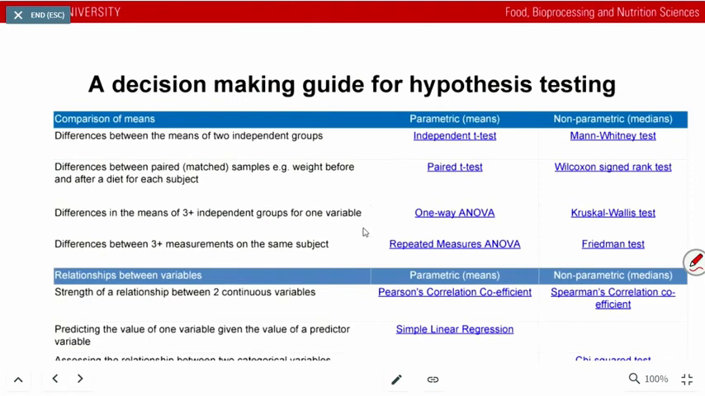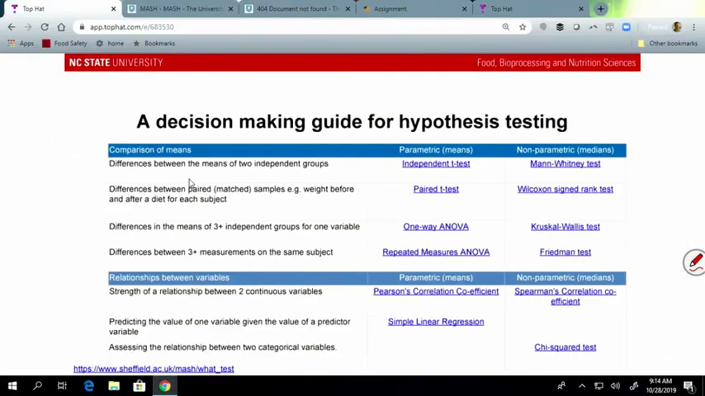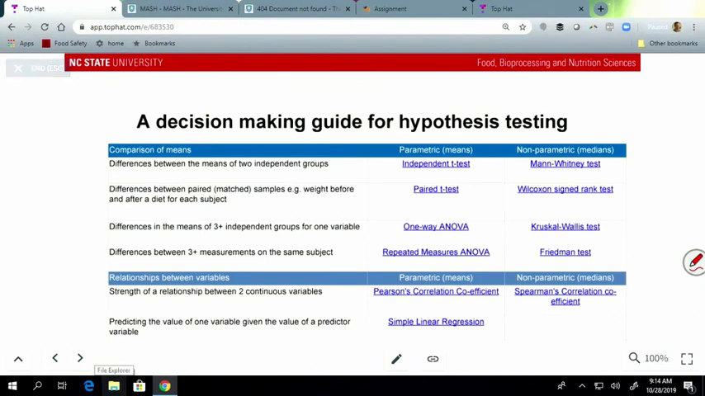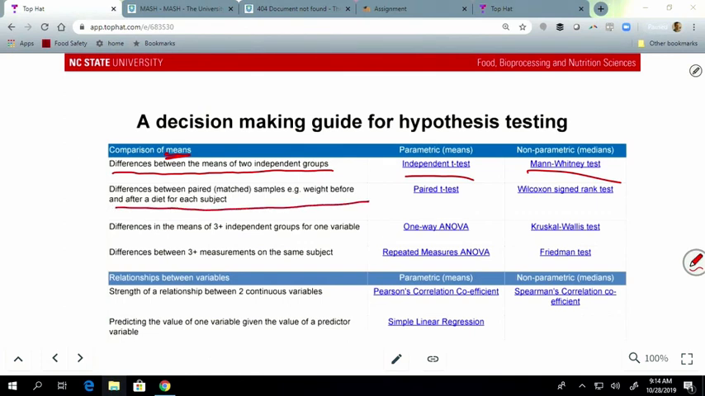Okay. Here's another visual. It asks you, are you comparing the means? In which case, it provides more elaboration than that previous diagram. The differences between the means of 2 independent groups, we're either going to do an independent t-test or a Mann-Whitney test. But if we're looking at the differences between the paired samples, like weight before and after a diet, now we're doing a paired t-test, and this would be the non-parametric equivalent. Okay, so just spend some time just kind of looking at that and thinking, well, what would be an interesting way to borrow that one?